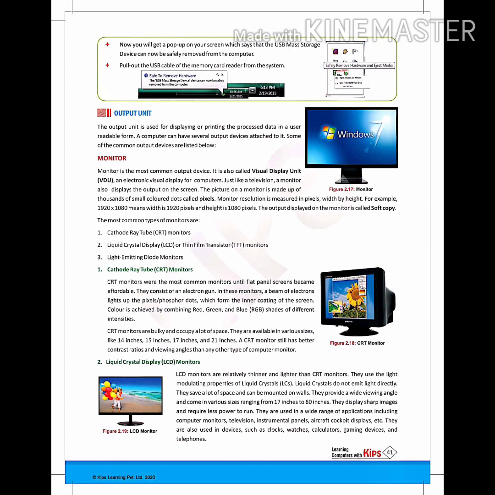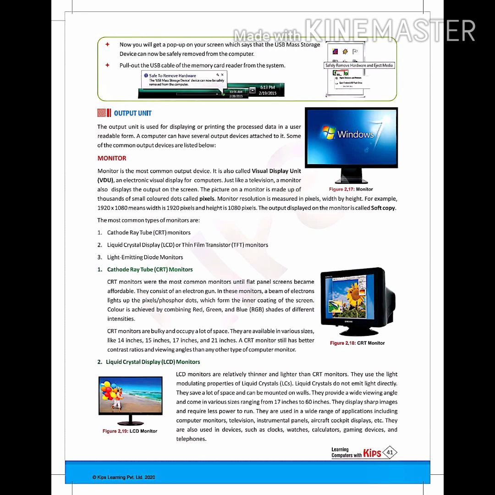Just like a television, a monitor also displays the output on the screen. The most common types of monitors are CRT monitors, LCD monitors or TFT monitors, and LED monitors. Cathode ray tube or CRT monitors were the most common monitors until flat panel screens became affordable. They consist of an electron gun. In these monitors, a beam of electrons lights up the pixels, phosphor dots, which form the inner coating of the screen. CRT monitors are bulky, that means they are heavier and occupy a lot of space. That's why they are not in trend nowadays.